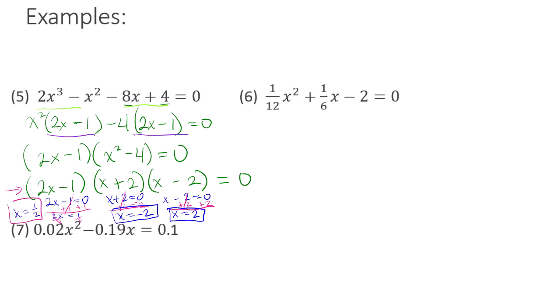All right, number 6. Now here we have fractions. And so the way that we can deal with those is, because we haven't really factored when we have fractions, right? Usually we're used to having integers in front and usually a positive value for a. So remember, if we have an equation, we can eliminate the fractions by multiplying by the common denominator. And so the common denominator here between 12 and 6 and this invisible 1 here would be 12, right?